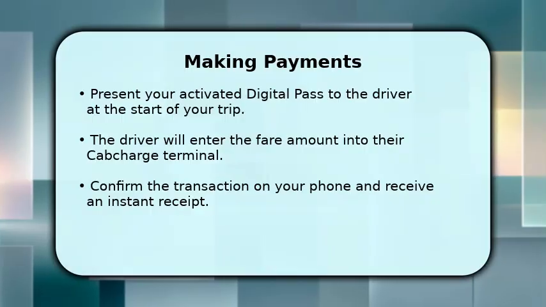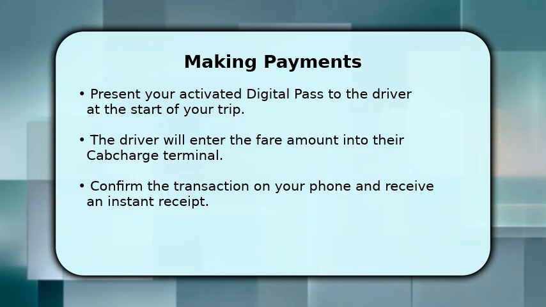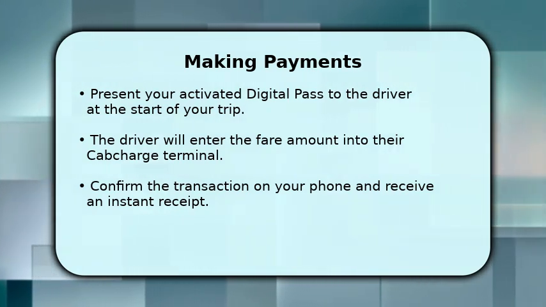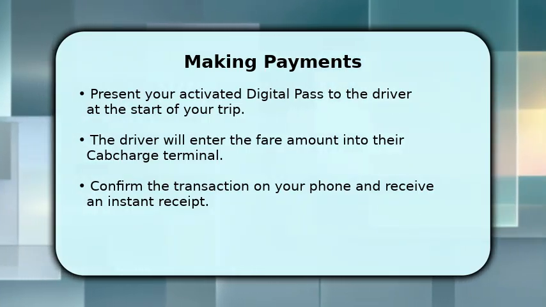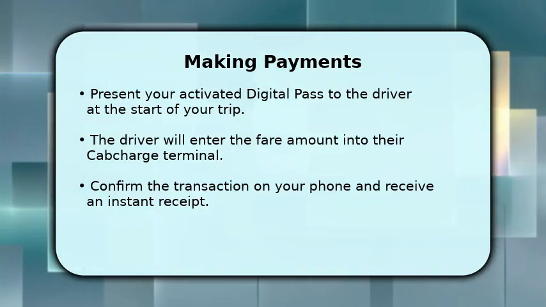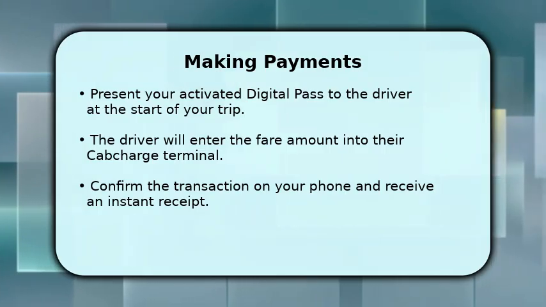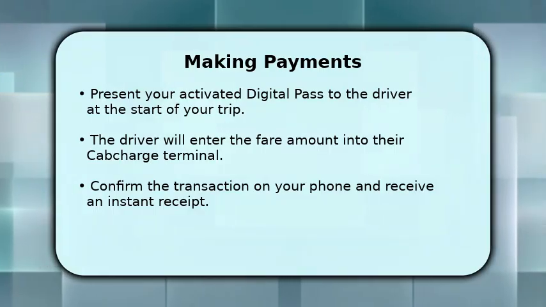When you're ready to pay, simply show your activated digital pass to your taxi driver. They will then input the fare into their Cabcharge terminal. You'll receive a prompt on your phone to confirm the transaction. After your quick confirmation, an instant receipt will be sent directly to you, making the payment process smooth and transparent.